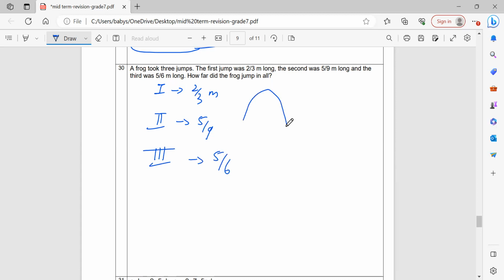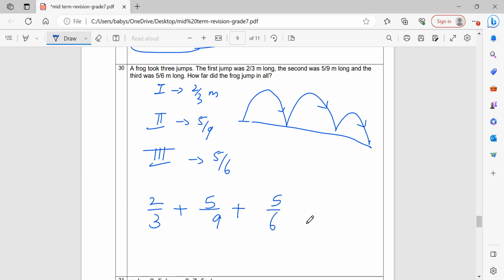So it's like the frog will jump, depends. There's nothing else to do, it's just a simple addition operation of fractions, but 3 fractions we are adding. 2 by 3 plus 5 by 9 plus 5 by 6. LCM of 3, 9 and 6 is obviously 18. If you want, you can check it out.